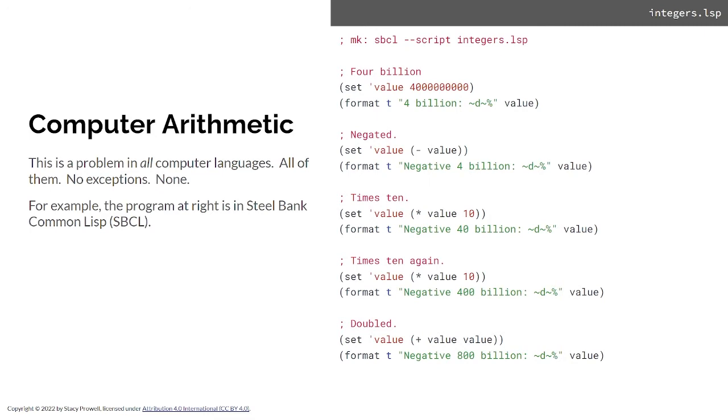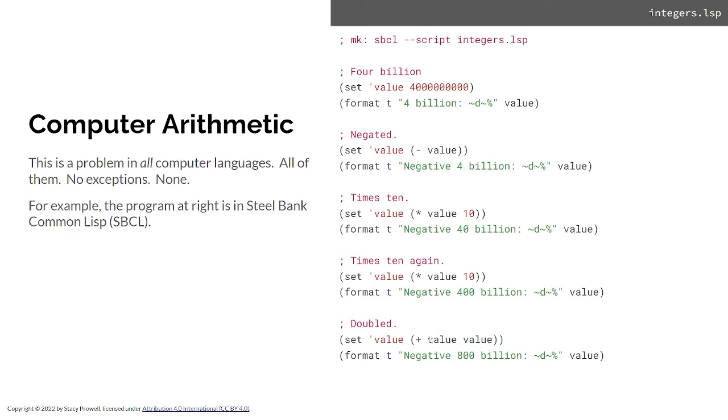Here's some Lisp code. If you've never programmed in Lisp, you're missing out. Lisp is awesome. So we set 4 billion to be our value. We print it out. And you can think of the tilde like the percent, so it's percent D, and then this is a new line. We negate it. We multiply it by 10. Multiply it by 10 again, and we double it. We print out each time what it is.